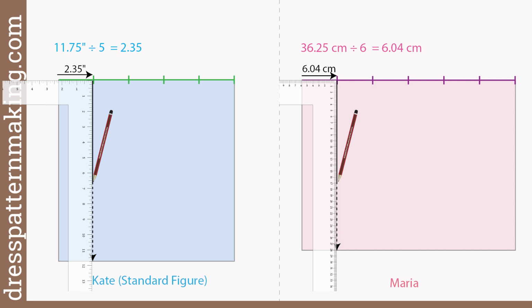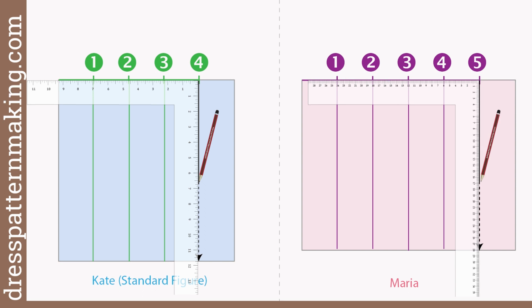Mine is 36.25 centimeters. Divide that by 6 and I get 6.04. While I can measure 6.04 centimeters, chances are you can't. So mark them at 6 centimeters and the last one will be 6.25 centimeters. Then draw lines down to the hip, making sure those lines are at right angles to the top of the rectangle. For Kate, dividing it by 5 means there are 4 points for overlapping. For me, I've divided by 6, so I'll have 5 points for overlapping.